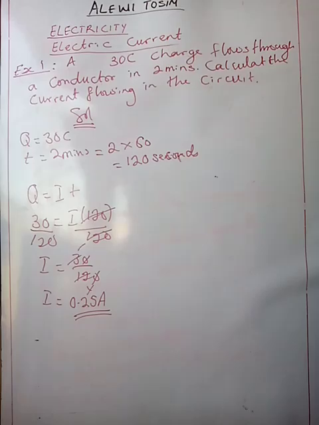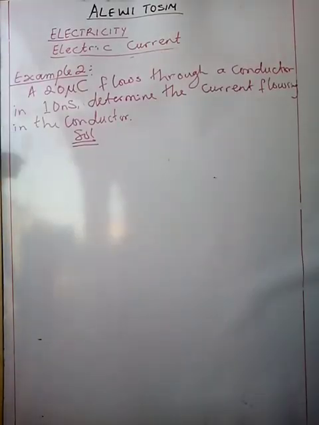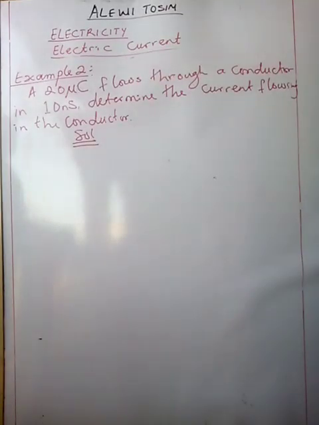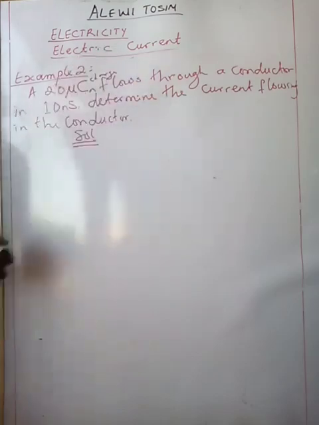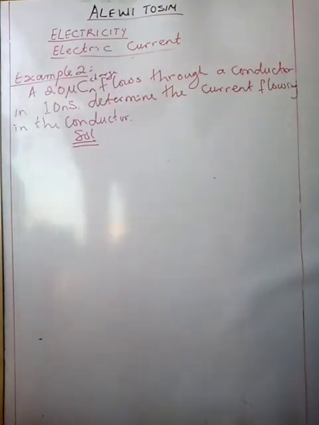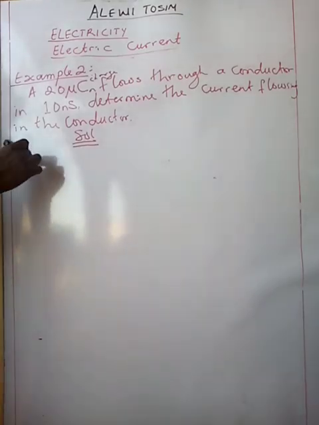Now let's take another question. Example 2. A 20 microcoulomb charge flows through a conductor in 10 nanoseconds. Now, let's write out the givens.